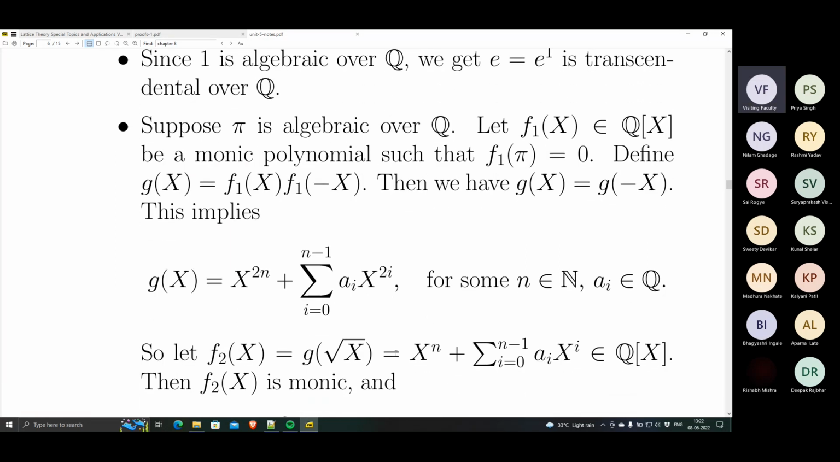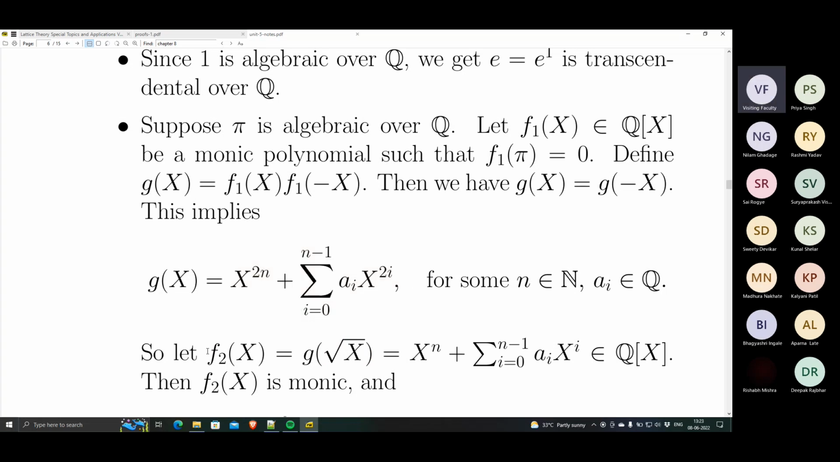Then what you can do, you can define a new polynomial. We'll call that f2 to be g of square root of x. You see why g of square root of x makes sense? Because g of x is a polynomial in x squared actually. G of x is a polynomial where the monomials are powers of x squared. So when you substitute square root x, it becomes square root x whole squared raised to some power, which is just x raised to some power. So square root x and the x squared part will cancel off. That is the idea. So you can define g of square root x when g is of this form.